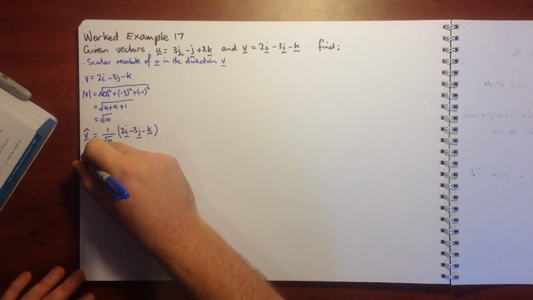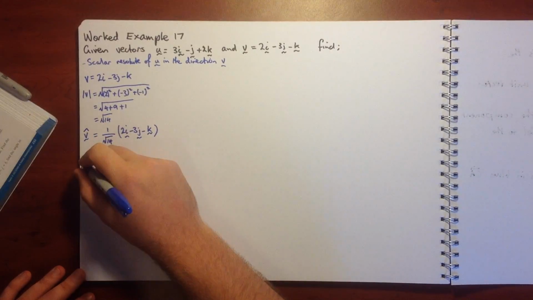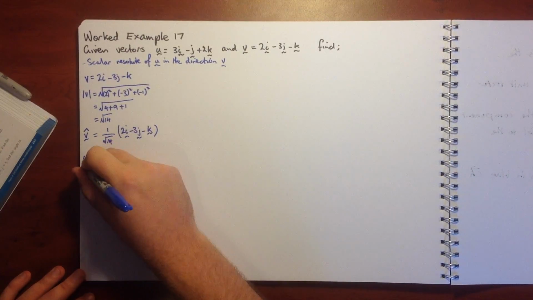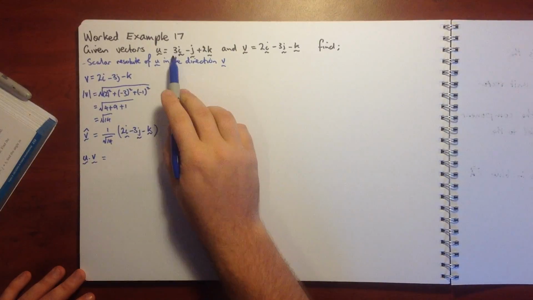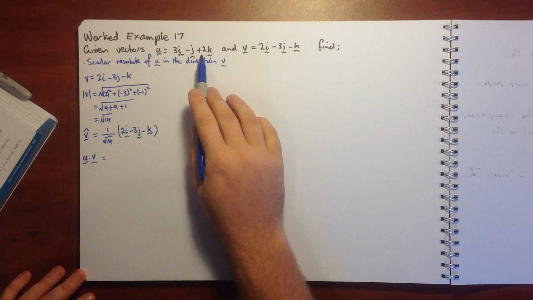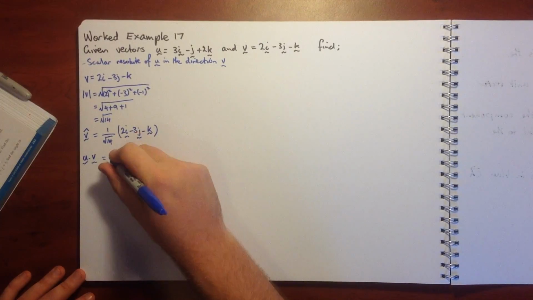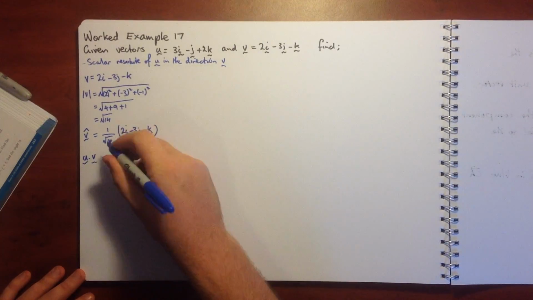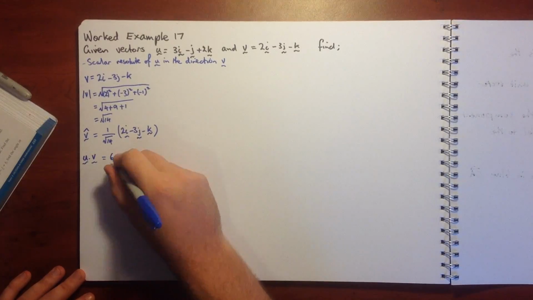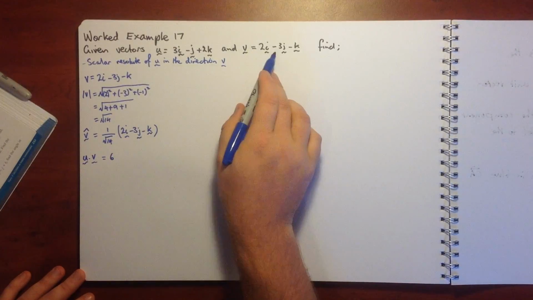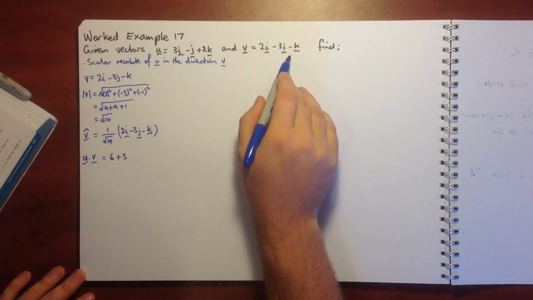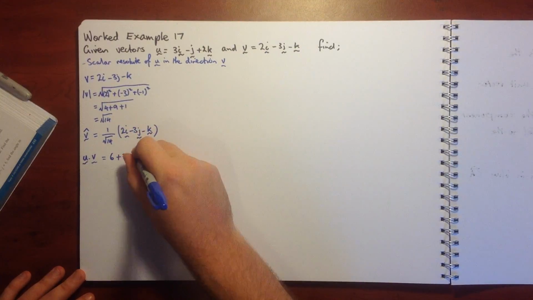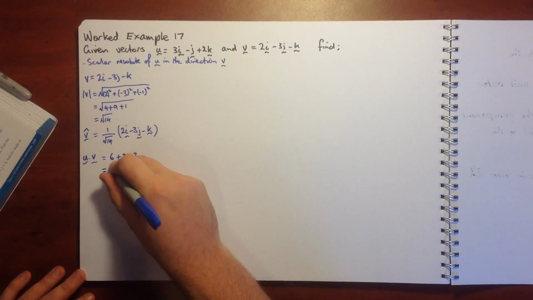Okay, now we need to look at u dot v. Remember, it's just going to be this times that plus that times that plus that times that. So we're going to get 3 times 2 is 6, plus minus 1 times minus 3 is going to be positive 3, and then 2 times minus 1 is going to be take 2. So u dot v is going to equal 7.